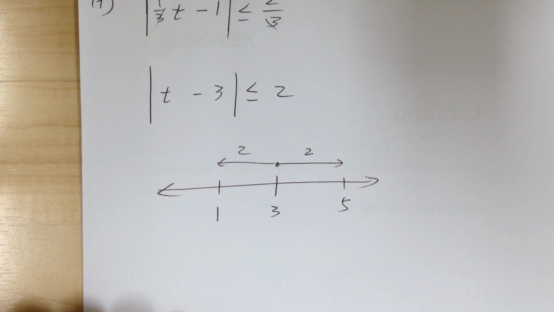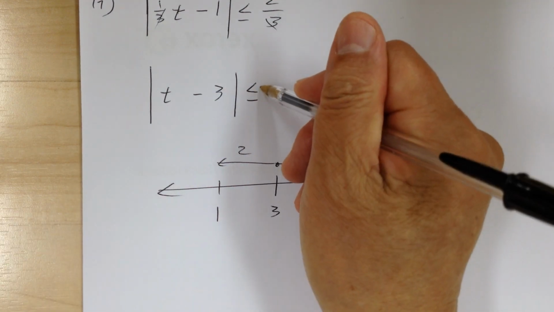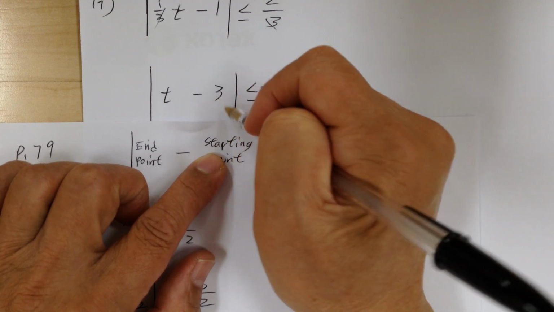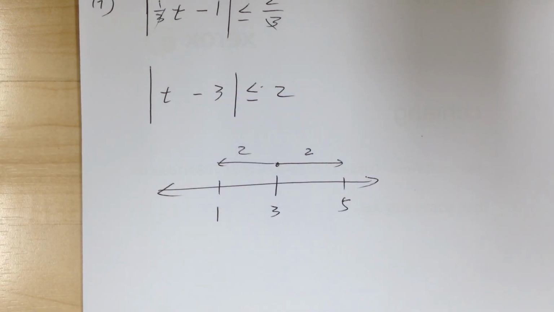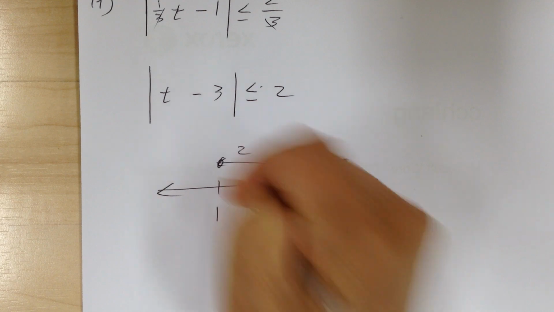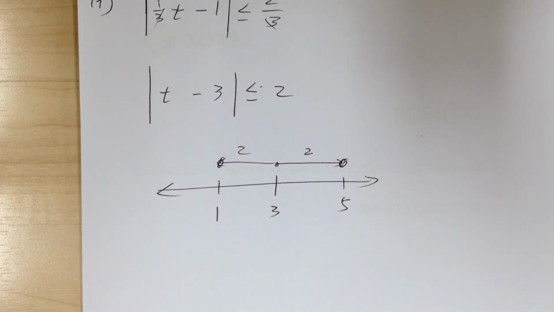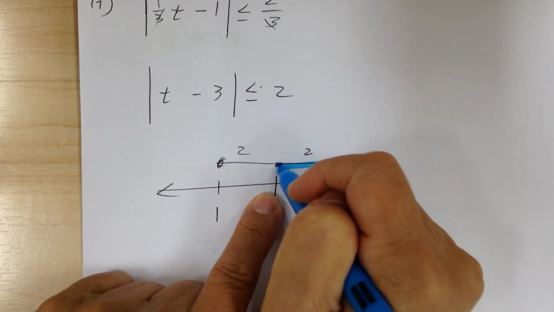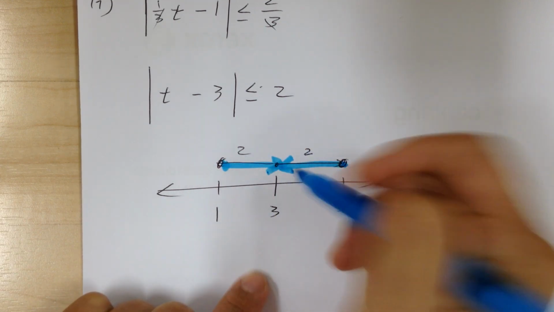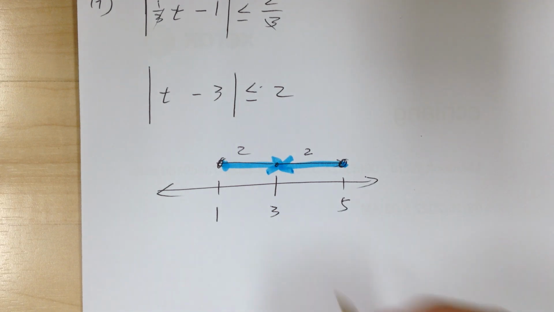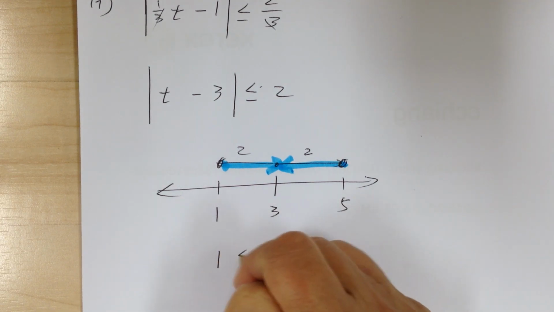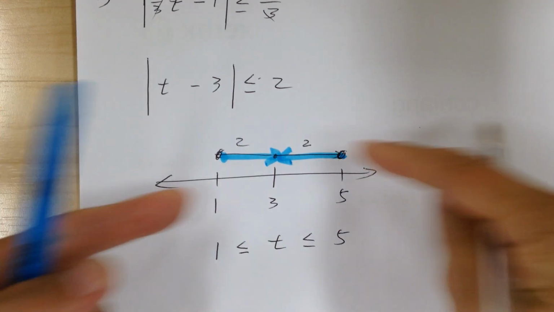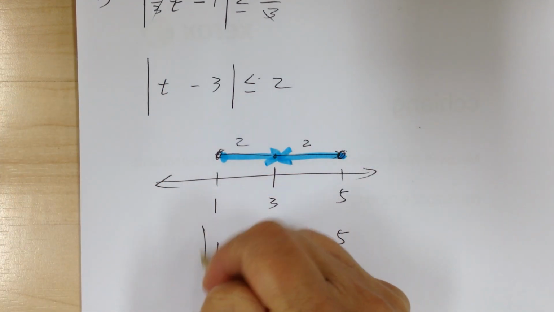Okay? Now next is less than, so this is pointing toward the starting point. See, this is the starting point, so the arrow is pointing toward the starting point. So that means the point you have over here, you have to go toward the starting point, so you have to go this way. Okay, so that is your graph. So that means your answer would be 1 is less than or equal to t less than or equal to 5. Okay, so it goes this way.